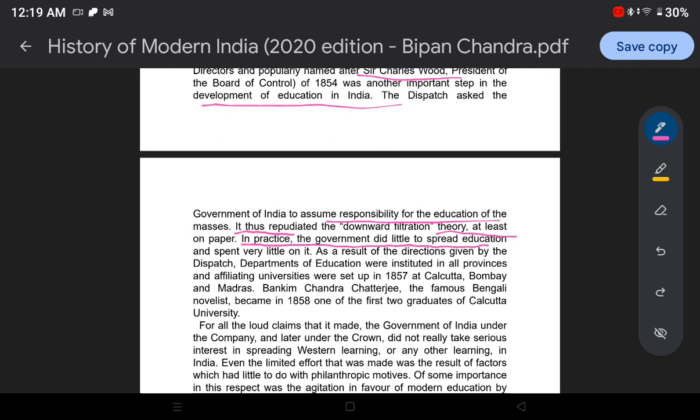As a result of the directions given by the dispatch, Departments of Education were instituted in all provinces, and affiliating universities were set up in 1857 at Kolkata, Bombay, and Madras. Bankim Chandra Chatterjee, the famous Bengali novelist, became in 1858 one of the first two graduates of Kolkata University.